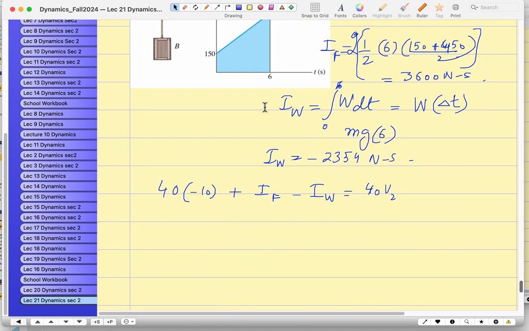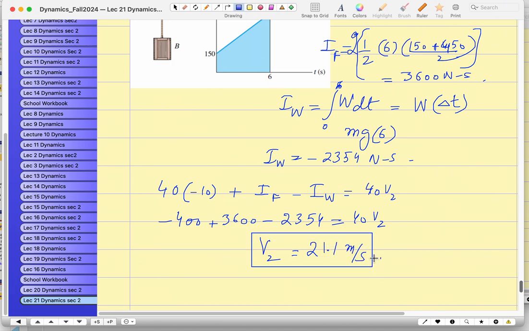Let's do the math here. Negative 400 plus 3600 minus 2354 equals 40 times v2. If you solve for this, you should get 21.1 meters per second. This is your final speed of the block going downward.